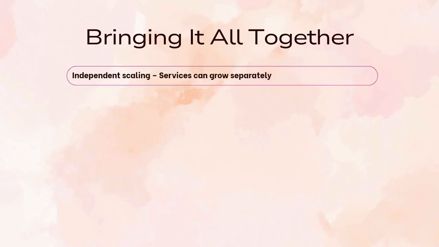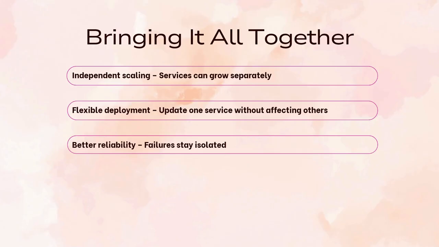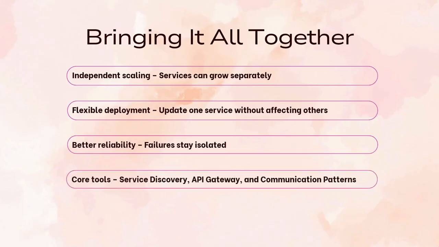Now, bringing it all together, microservices and SOA allow systems to scale independently, deploy updates without affecting unrelated services, and isolate failures, improving reliability. Some key components to remember are service discovery, which is finding the right service dynamically, API gateways, which simplify client communication and enforce policies, and communication patterns, which decide between synchronous and asynchronous. This architecture forms the backbone of modern distributed systems, powering everything from e-commerce platforms to video streaming services.